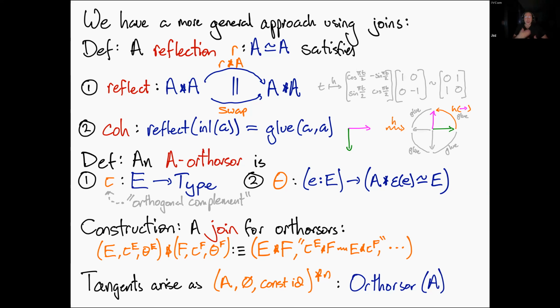Okay. So another way to look at this is that these are the two pieces we were doing inductive definitions on. So the way to re-understand this tangent construction is as a join for these orthorcers. So if we take, yep.